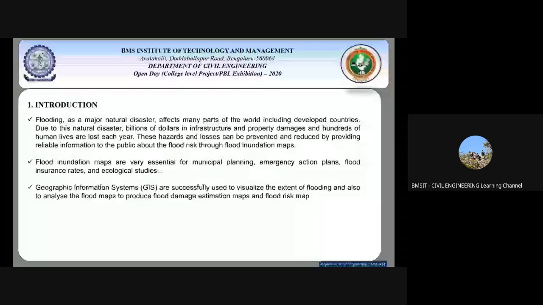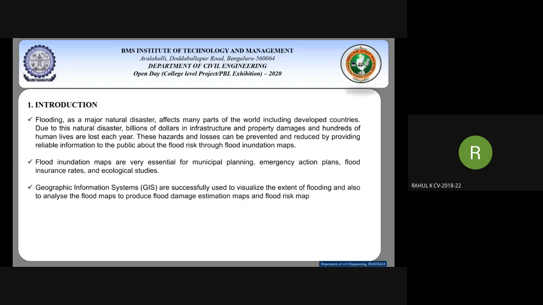Thanks, Varun. Myself, Rahul. Introduction. Flooding is a major natural disaster that affects many parts of the world, including developed countries. Due to this natural disaster, millions of dollars in infrastructure and property damage occur and hundreds of human lives are lost each year. These hazards and losses can be prevented and reduced by providing reliable information to the public about the flood risk through flood inundation maps.